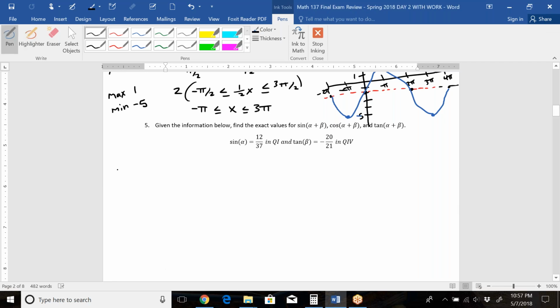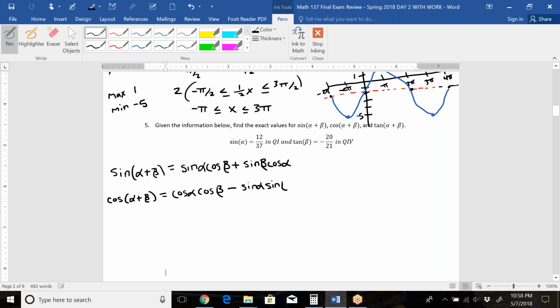Remember that the way we remembered this in class was that sine is social and agreeable. Social means that it intermixes, so sine alpha, cosine beta. And agreeable means it keeps its sign. Plus, this time though, we would want sine of beta, cosine of alpha. And then we have cosine of alpha plus beta. Cosine is antisocial and disagreeable, so the cosines stay together, and it changes signs because it's disagreeable. Sine alpha, sine beta.